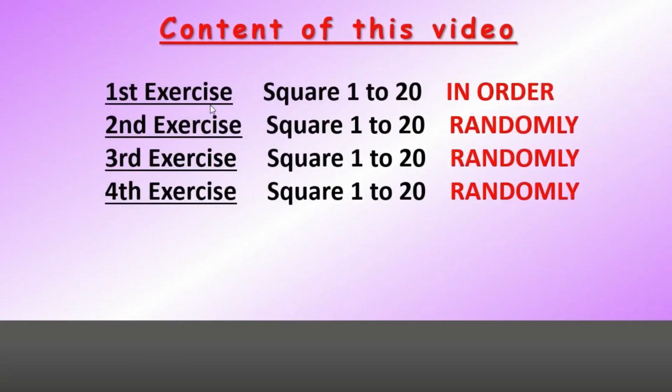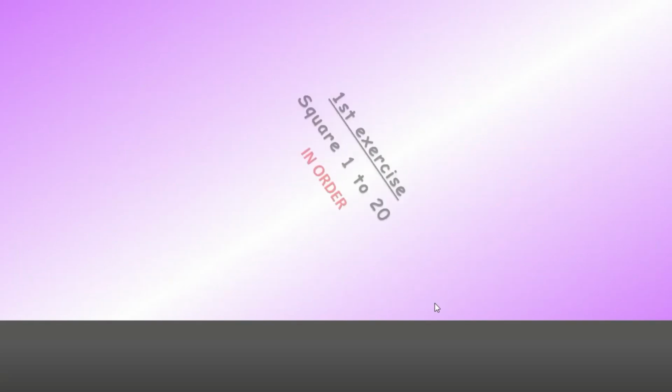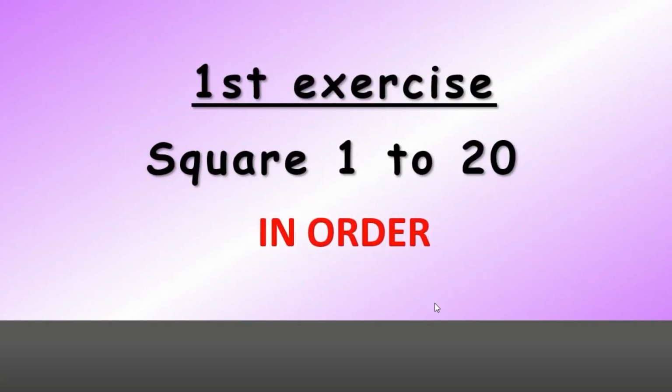In the first exercise we will have the squares of numbers from 1 to 20 in order, from the smallest to the largest. And in the second, third and fourth exercise randomly. If you don't want to use the entire video, use the timeline at the bottom of the video for navigation. First exercise, square 1 to 20 in order.